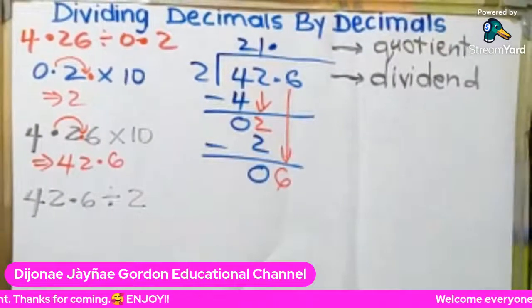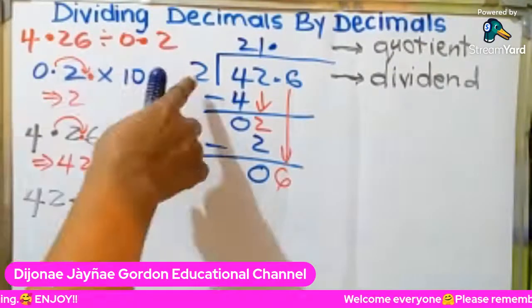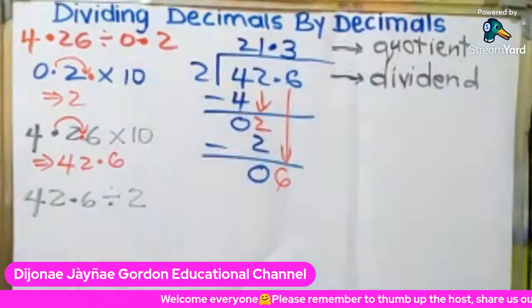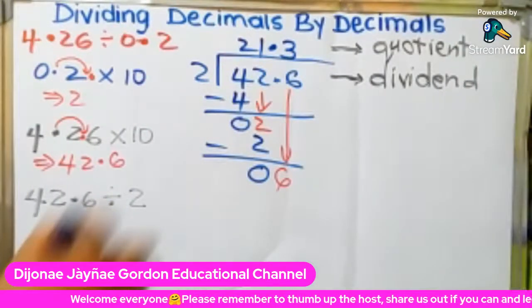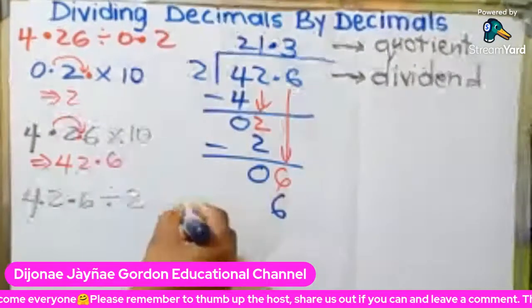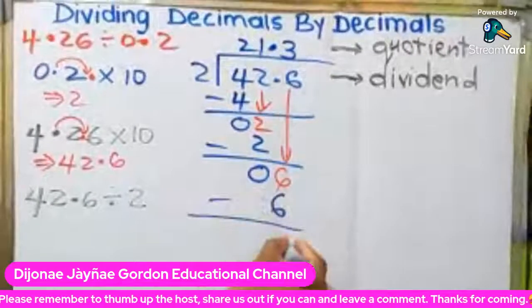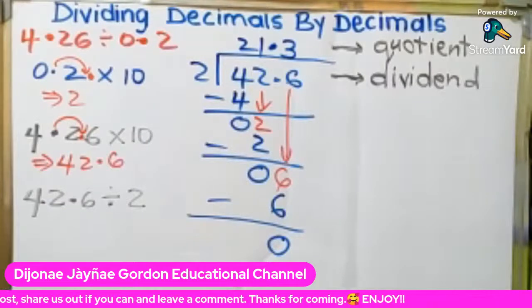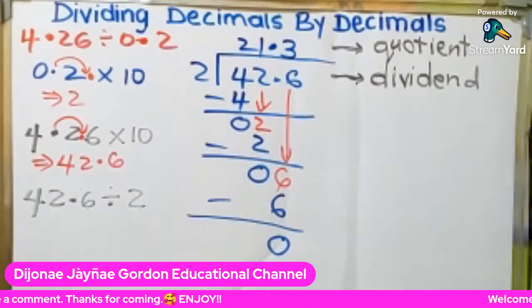Then you're going to say to yourself, how many groups of 2's can you get from this 6? And of course, you can get 3 groups. And of course, 3 multiplied by 2, you have 6. Draw your line, take away, you have 0 left. So in this case, your quotient is 21.3. And of course, your quotient is the same thing as your answer.